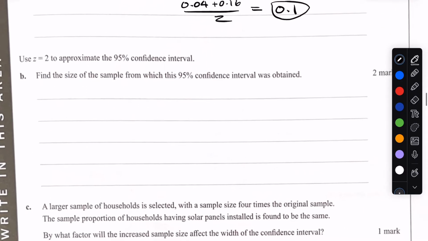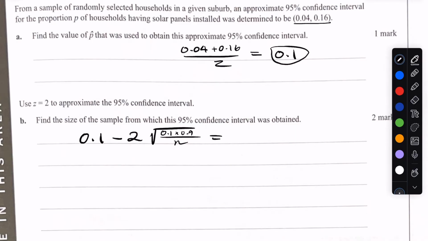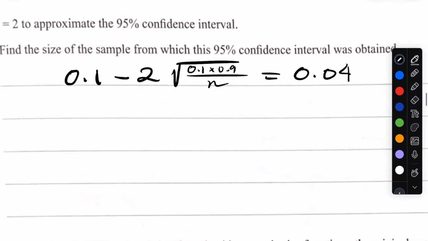Now approximate the confidence interval. So the confidence interval is p hat minus z, and in this case they said use z equals 2, times the standard error, the square root of 0.1 times 0.9 over n. And you can just solve that to equal the lower bound. You don't have to do both of them. I would probably use fractions here. So this is 1/10 minus 2 times the square root of 1/10 times 9/10, which is 9 over 100n. And that's equal to 1 on 25.